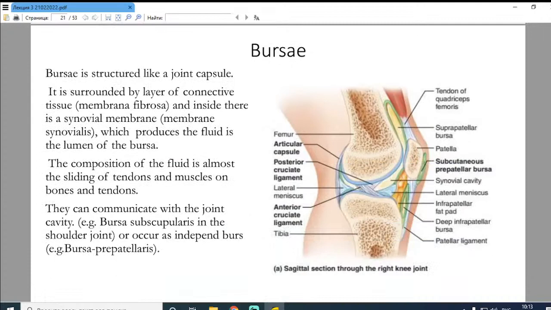Bursa is structured like a joint capsule. It is surrounded by a layer of connective tissue, membrana fibrosa, and inside the synovial membrane, membrana synovialis.